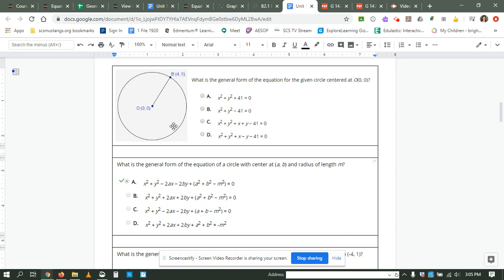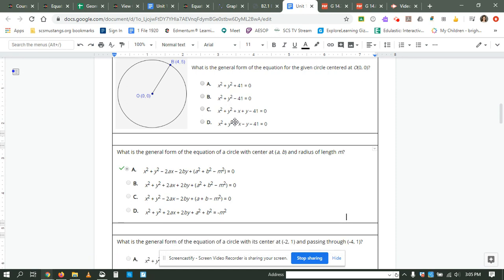Also, this is another one where you're going to start with it in standard form, the x minus h squared plus y minus k squared is equal to r squared, and switch it into your general form. This one's not too bad.